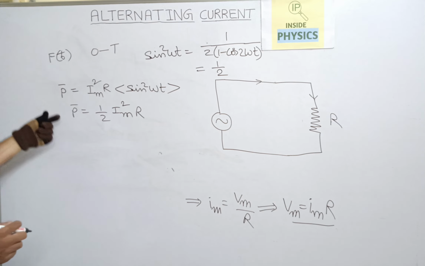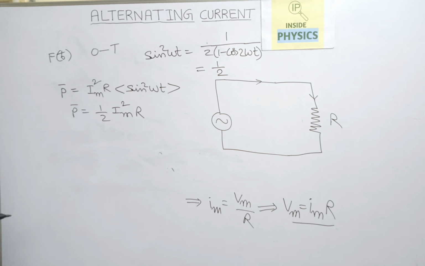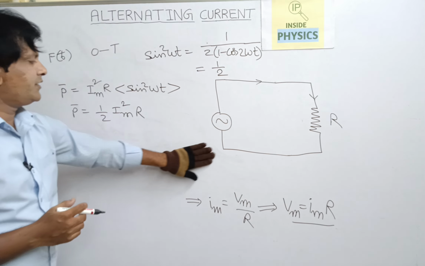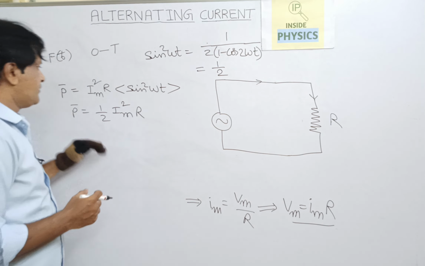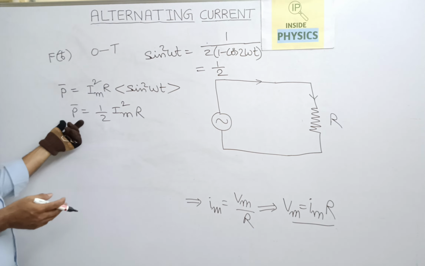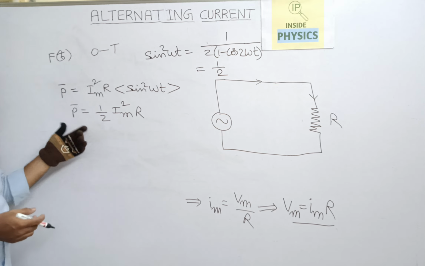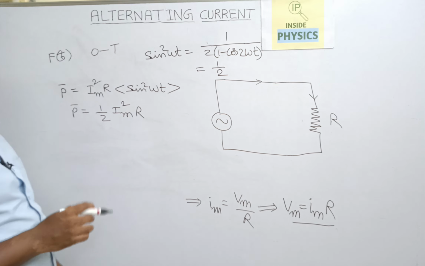So average power has some positive value. That is why we need to understand that even though the average current and voltage are 0, there is power consumption and also dissipation. So the power will not be 0.